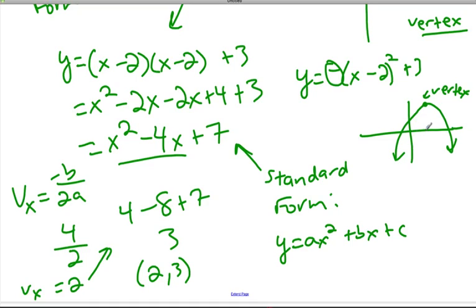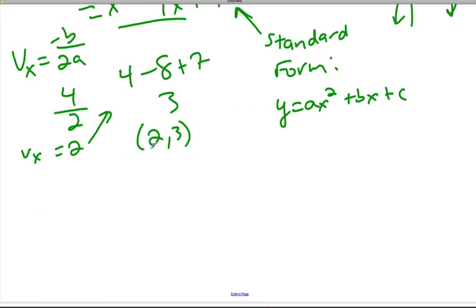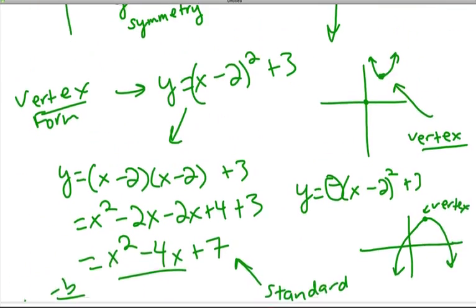Well, that makes sense, right? 1, 2, 1, 2, 3. But we have our vertex. We found the vertex. Let's put this into vertex form.